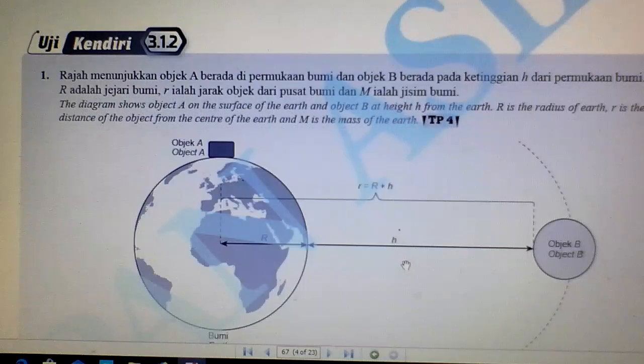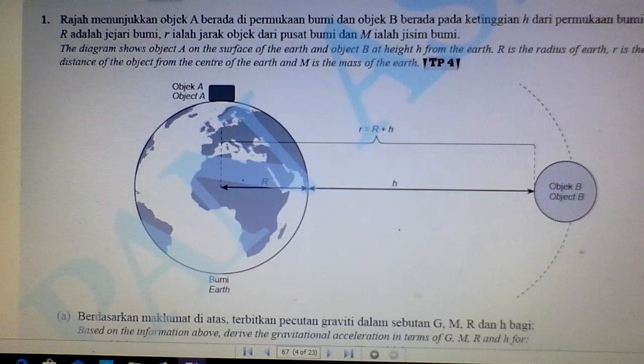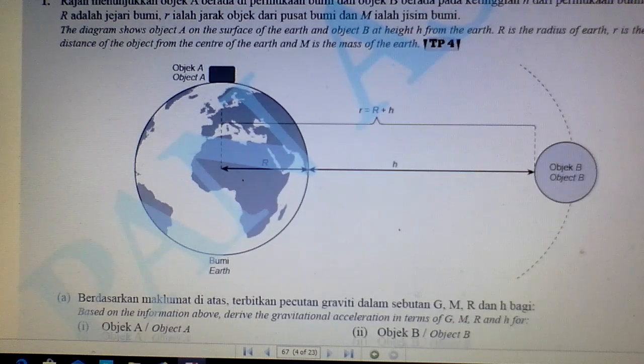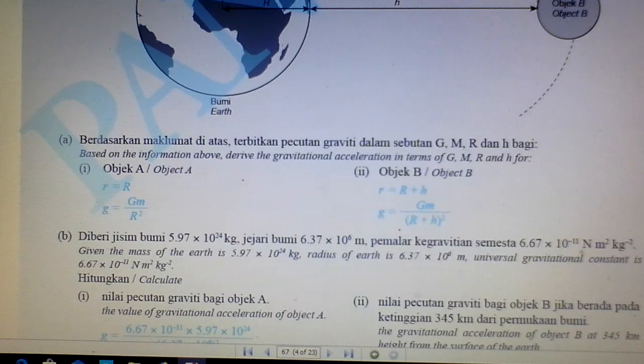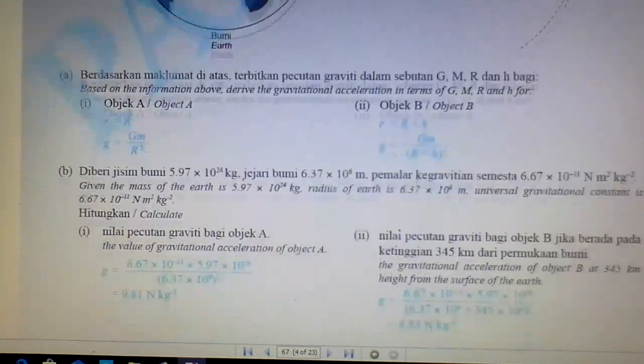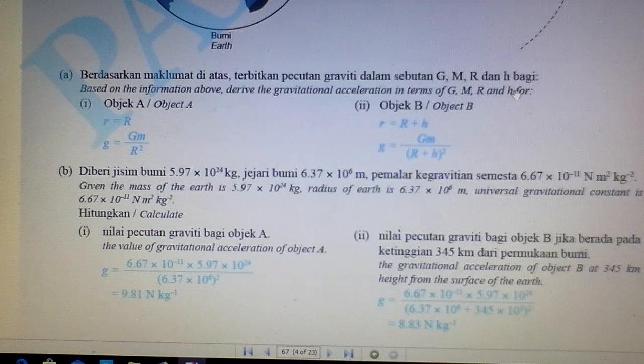Okay, so we have the second self-test, 3.1.2. Look at question number 1. The diagram shows object A on the surface of the Earth and B at height h from the Earth. R is the radius of the Earth, small r is the distance of the object from the center of the Earth, and M is the mass of the Earth. The object may be a satellite, for example. Based on the information given, derive gravitational acceleration in terms of G, M, R, and h.